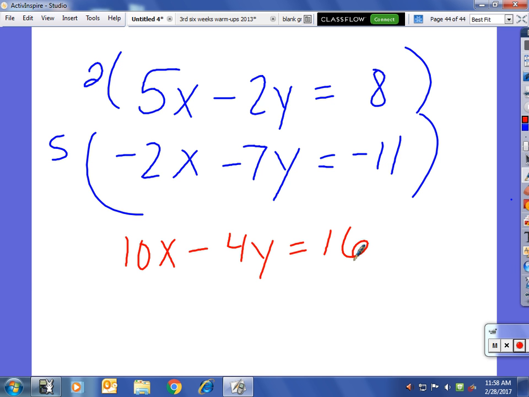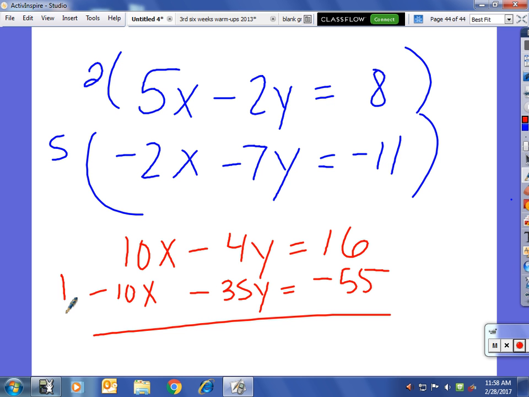Nick, tell me the new bottom equation. Absolutely. And now, the way that we have double rigged this, if we add them together, the x's will be eliminated. And we'll have what? Negative 39y equals negative 39. Positive 16 and negative 55. Use your calculator. Adds up to negative 39. So what does y equal? It's 1. Positive 1, isn't it?